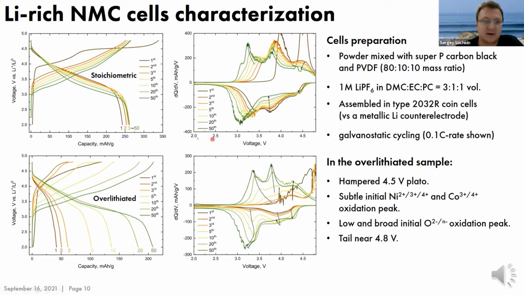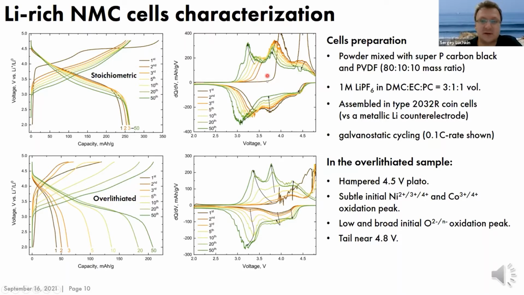And they were cycled versus lithium at different C rates. And here you can see two examples of cycling at 0.1 C rate. So top is for the stoichiometric sample without activation. And on the bottom, we can see cycling of the overlithiated sample with a distinct activation process. But here I want to focus your attention on the very first charge curve.